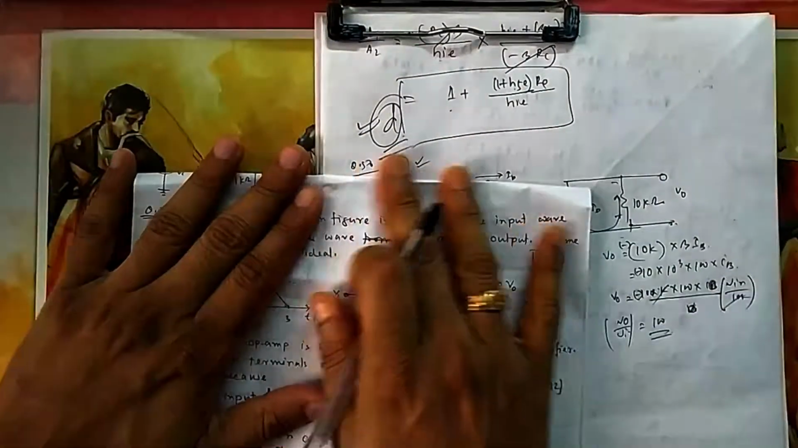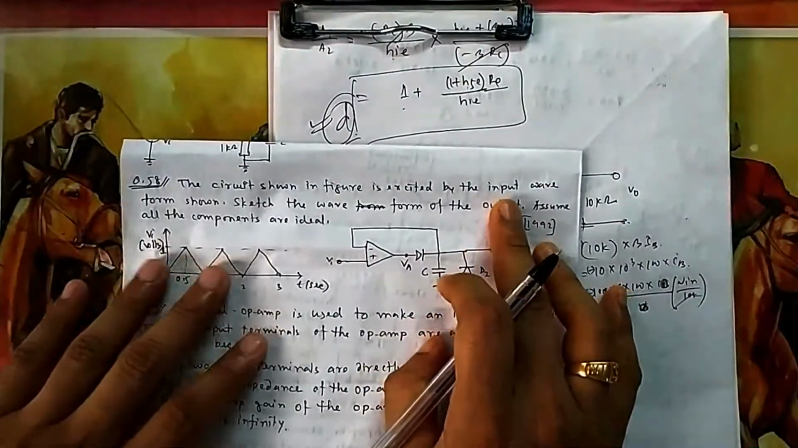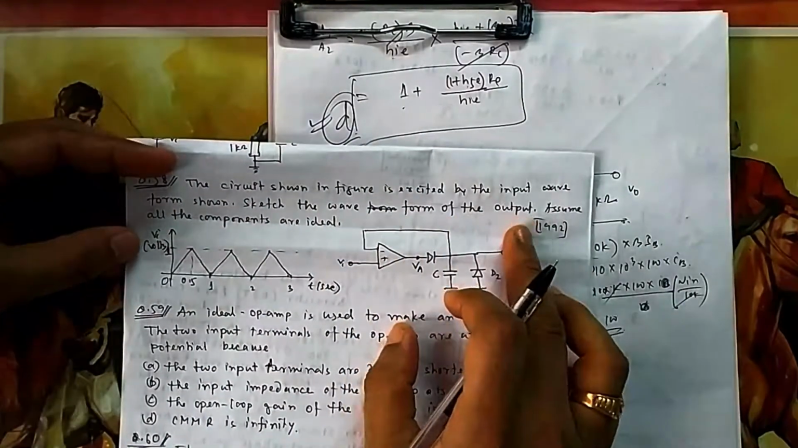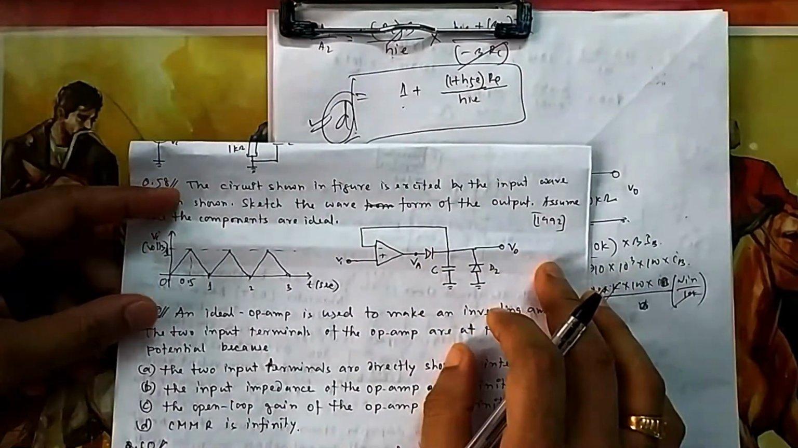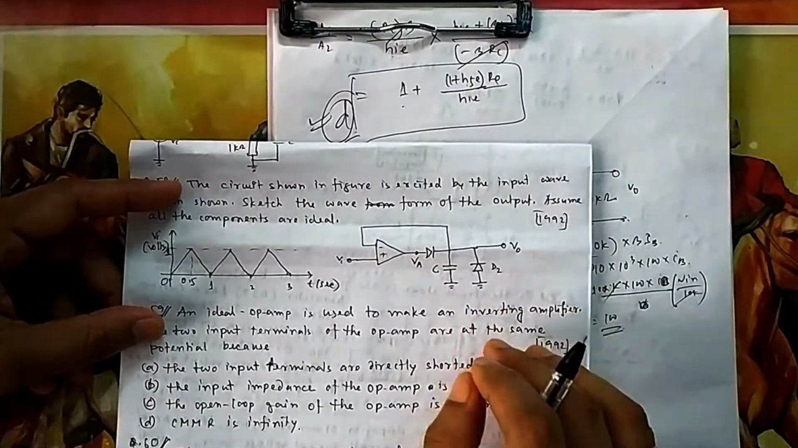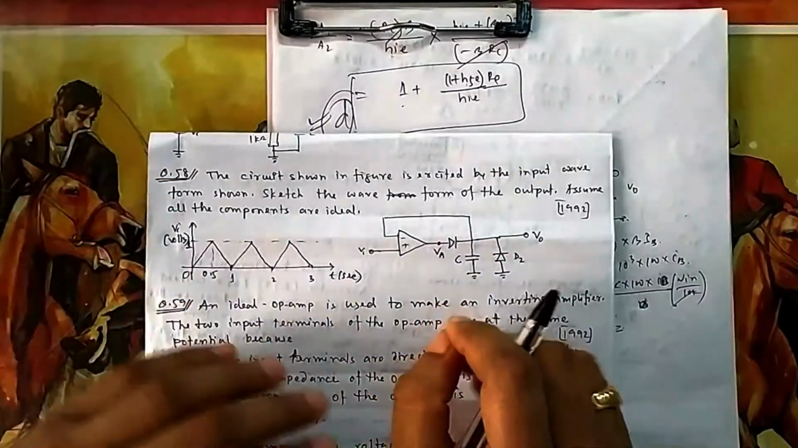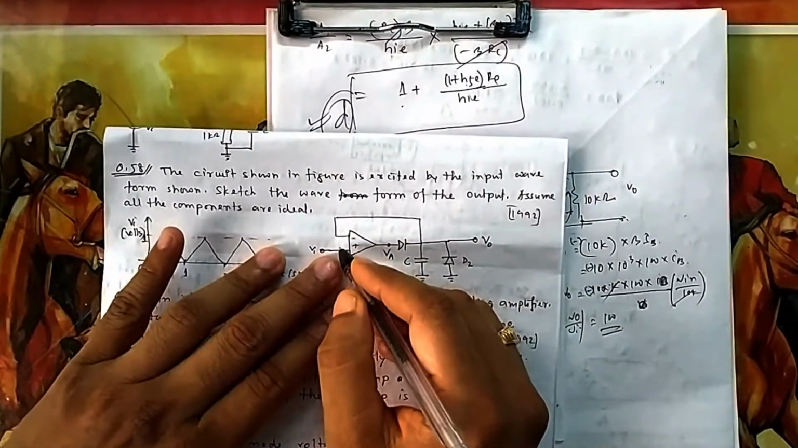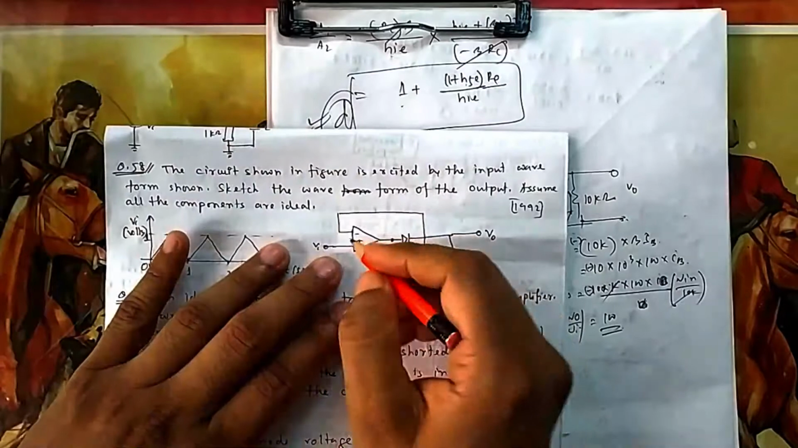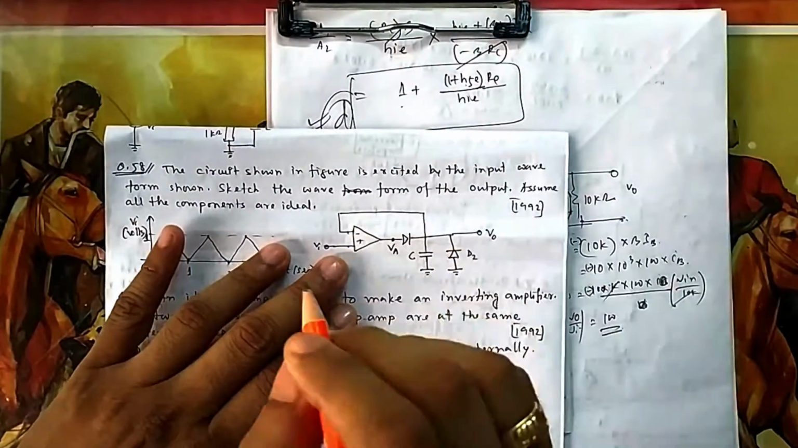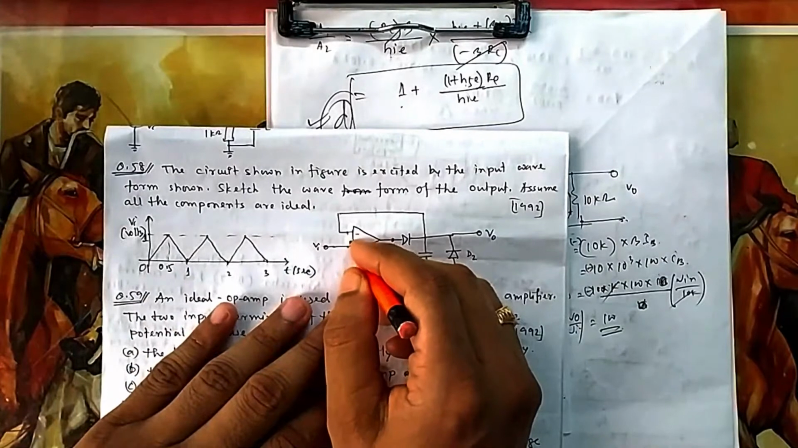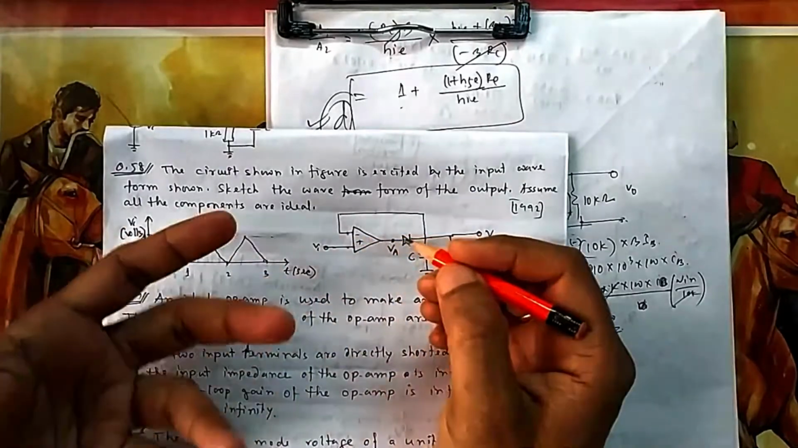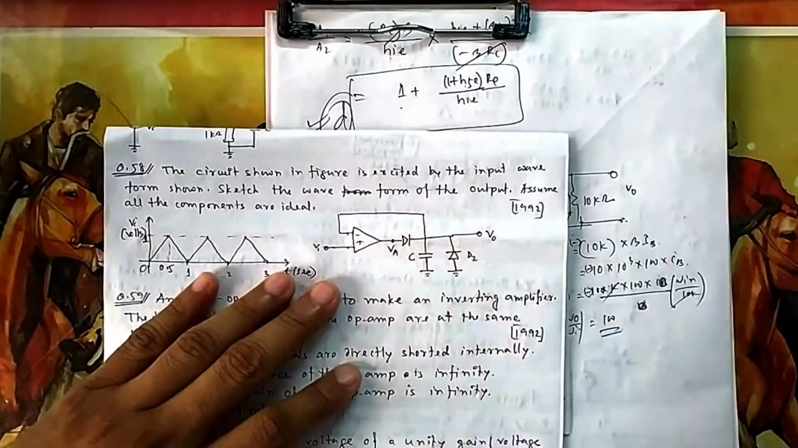The circuit shown in the figure, this is now an op-amp, is excited by the input waveform shown. Sketch the waveform of the output, assuming all the components are ideal. If you know the characteristics of the op-amp, if it has feedback, then the inverting and non-inverting terminals are at the same potential. That you have to always keep in mind. There is infinite resistance connected, so no current flows through it, so it is virtually short circuited, virtually connected, or if it is grounded then they say it is virtually grounded.